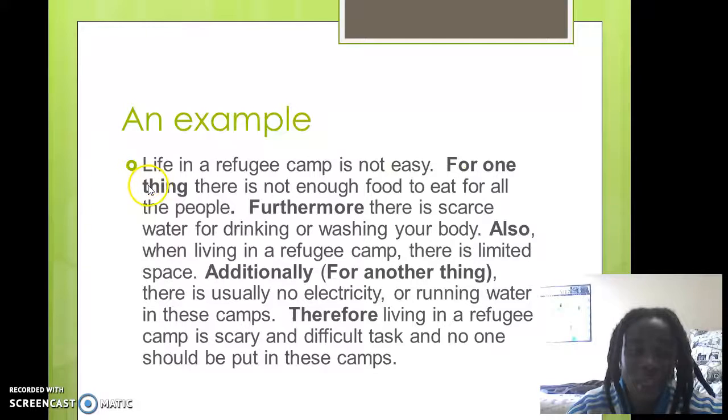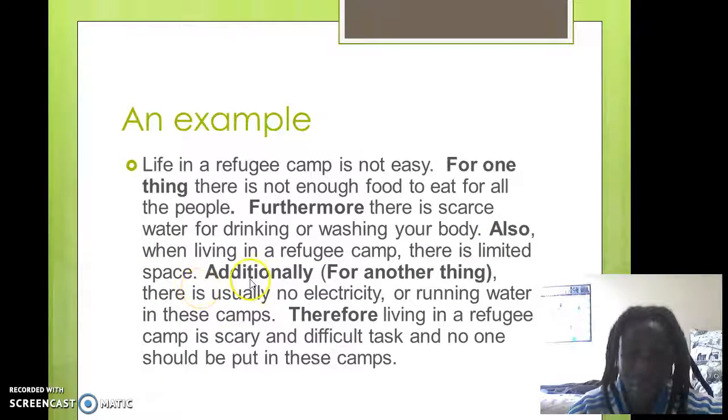Now guys, notice here, the main idea of this paragraph is life in a refugee camp is not easy. For one thing, as a logical connector and an additional signal, there is not enough food to eat for all the people. Furthermore, adding to what's been said prior to this sentence, it's an additional signal as well. There is scarce water for drinking or washing your body. Also, adding again, when living in a refugee camp, there is limited space.